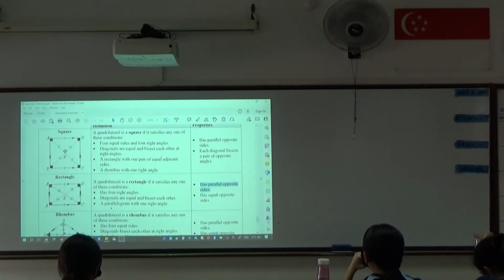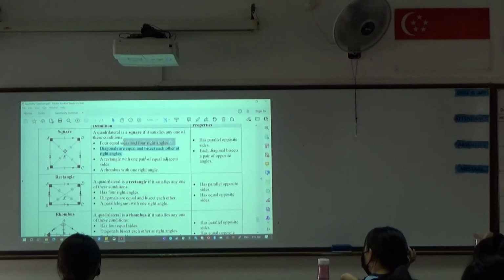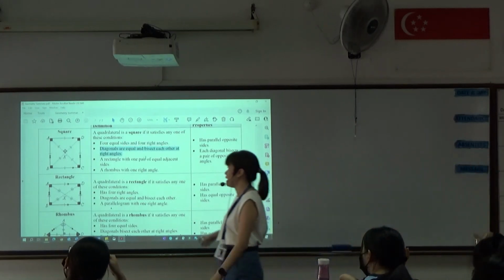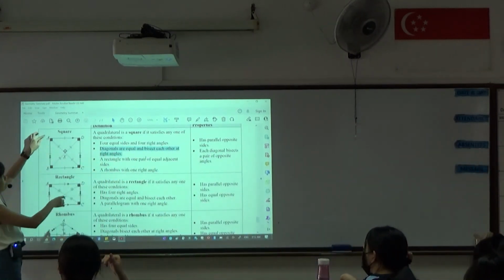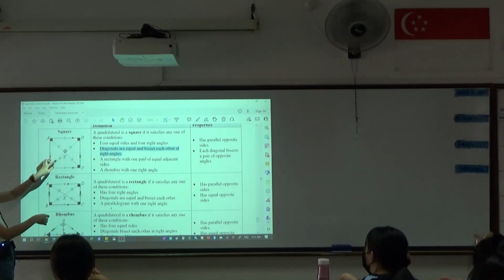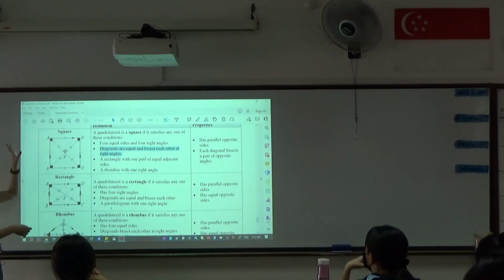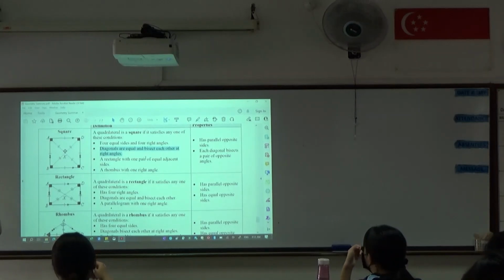So just to maybe explain how it is that they are equivalent conditions, right? Just now I was talking about diagonals being equal and bisecting each other at right angles. Why is it that diagonals being equal and bisecting each other at right angles can tell us that it must be a square? So I'm just going to roughly, briefly bring you through it.